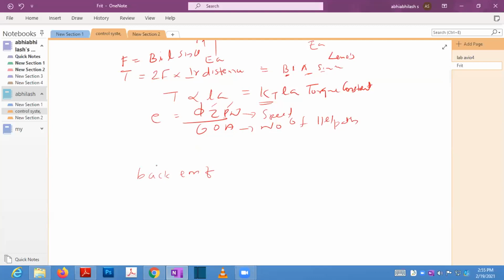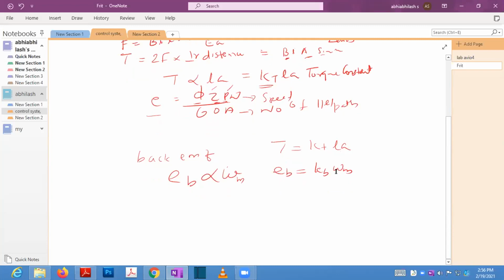In this equation, flux is constant, Z is the number of conductors, P the number of poles, A the number of parallel paths. So Eb is directly proportional to the speed of the motor, omega m, or Eb is equal to Kb into omega m. And the torque is equal to Kt into Ia. Any doubts? No, sir.